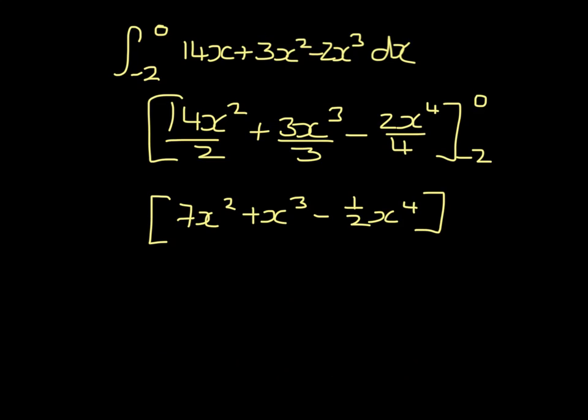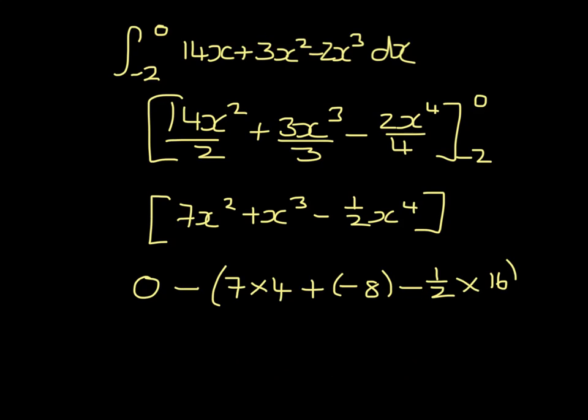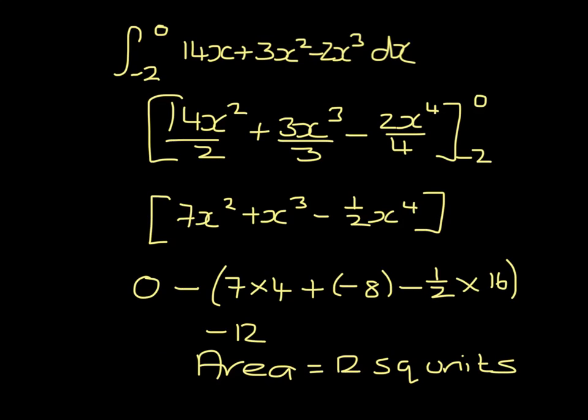We substitute in the number at the top first, and that's going to give us 0. And then take away 7 times minus 2 squared, so that's 7 times 4, plus minus 2 cubed, that's minus 8, minus 1/2 times minus 2 to the power 4, which is 16. And that gives us minus 12, so the area is 12 square units. The minus sign just tells us it's below the axis.